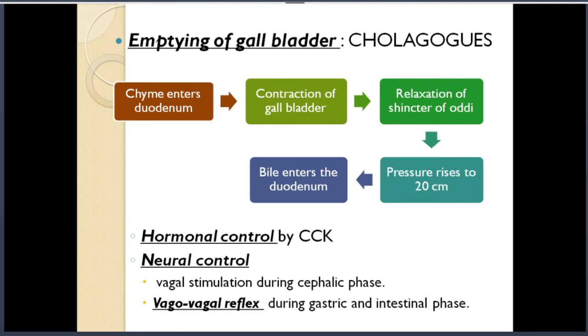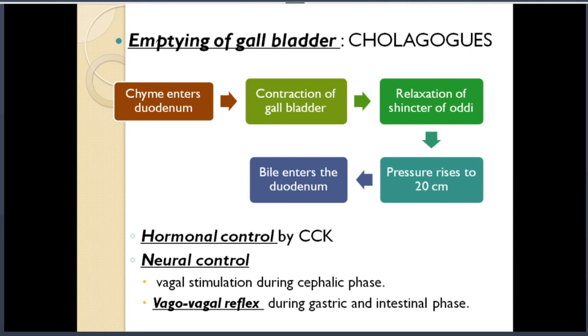So this emptying of the gallbladder is governed by hormonal and neuronal factors, that is, vagal stimulation. Along with CCK, vagal stimulation also acts on the gallbladder, causing its contraction. The vagal stimulation starts during the cephalic phase, which we have read about, when we think about food, see food, smell food, or taste the food.